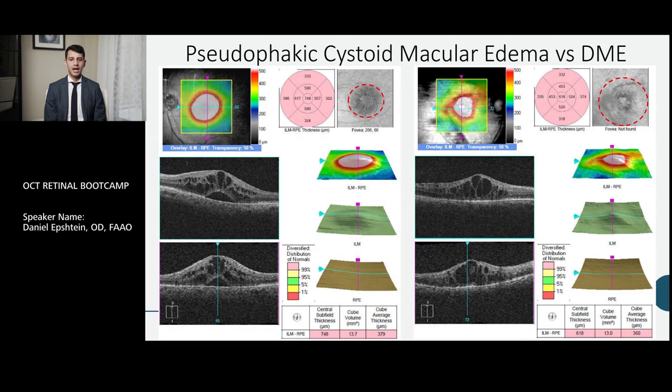Looking at these back-to-back, so a case of pseudophakic edema and diabetic macular edema, you can see that the diabetic macular edema on your right is much more irregular, and it's not centered on the fovea and doesn't have that nice petaloid appearance. Though if you look at just the retina maps, they look very, very similar, and I don't think you can really distinguish it based just on that.